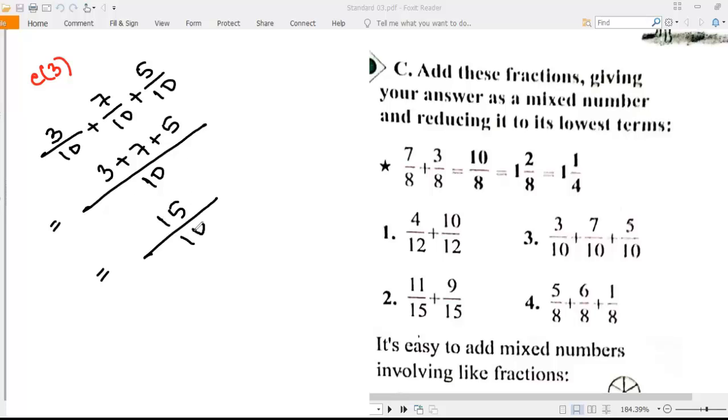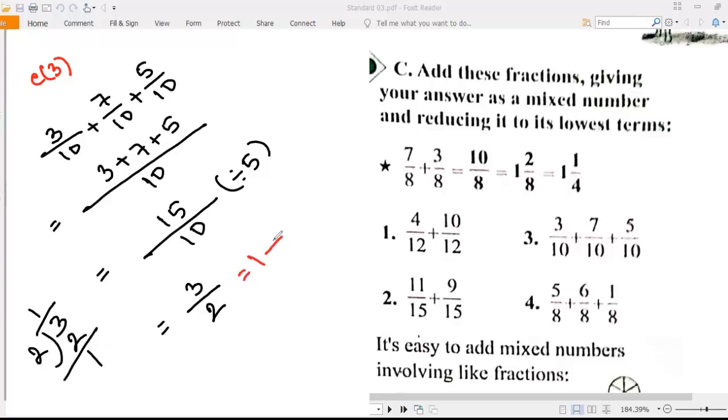15 by 10. We can convert it into its lowest terms by dividing both numerator and denominator by 5. So 5 3s are 15, 5 2s are 10. So 3 by 2 is now in its lowest terms. So how can we convert it into a mixed number? 3 divided by 2. 2 ones are 2, so the remainder is 1. So our final answer should be 1 whole 1 by 2. This is the final solution.